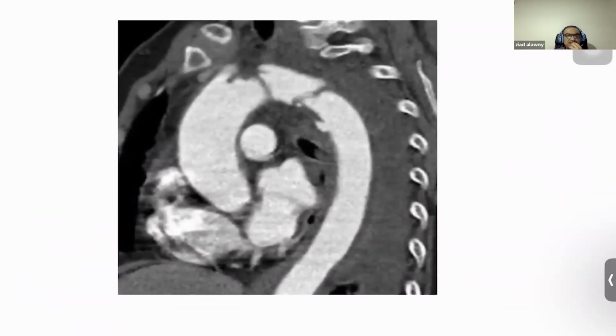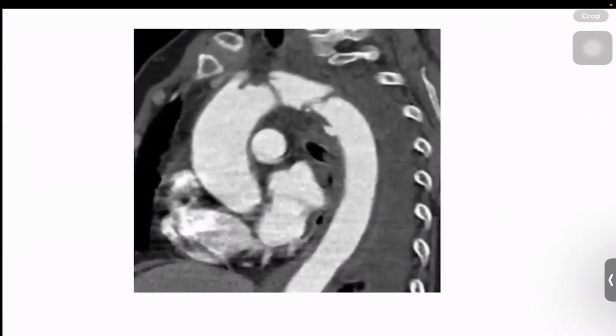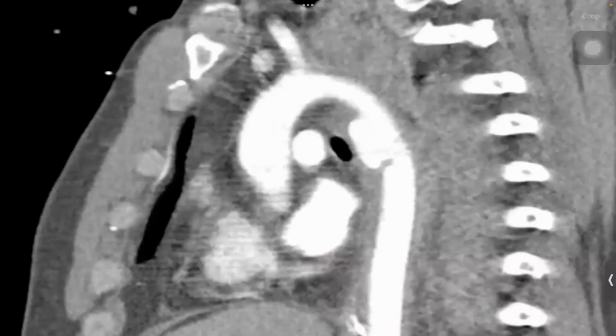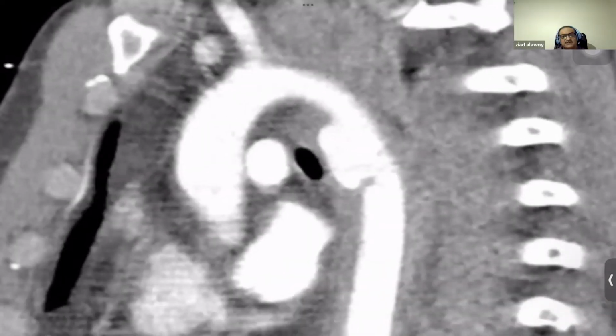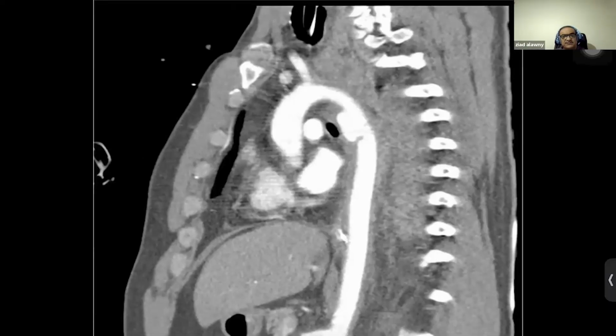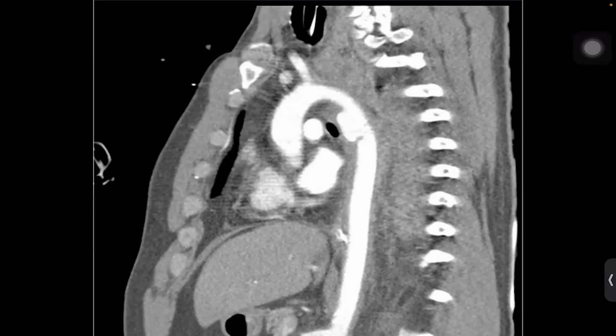Aortic injury, aortic rupture. So how do you treat it? How do you manage it? This is what has happened. There is a pseudoaneurysm in the aortic arch. How do you manage? I will manage with ABC, then I will ask for urgent vascular surgery. So you will manage this patient with ABC and then resuscitate the patient.